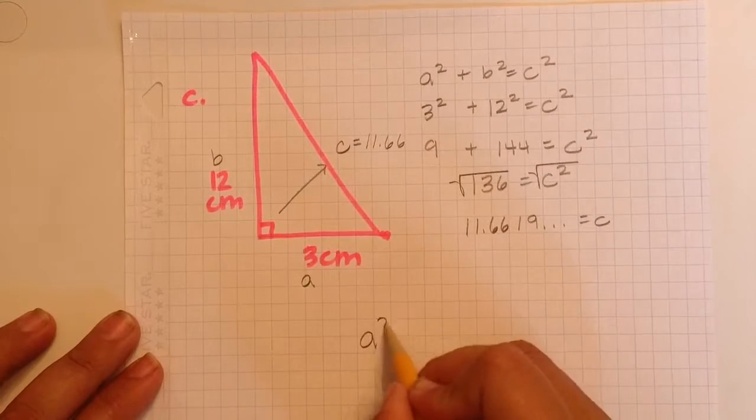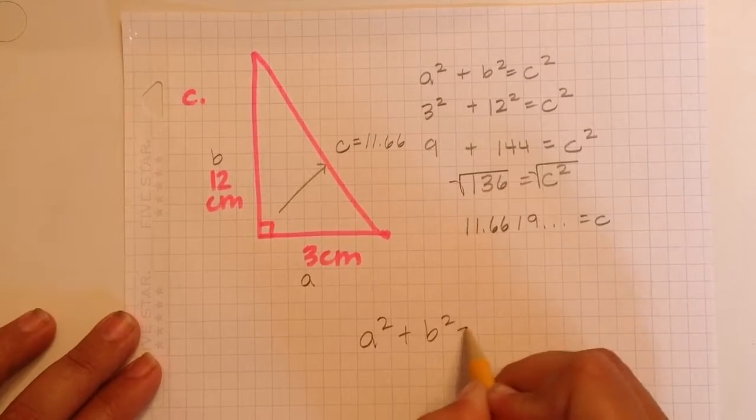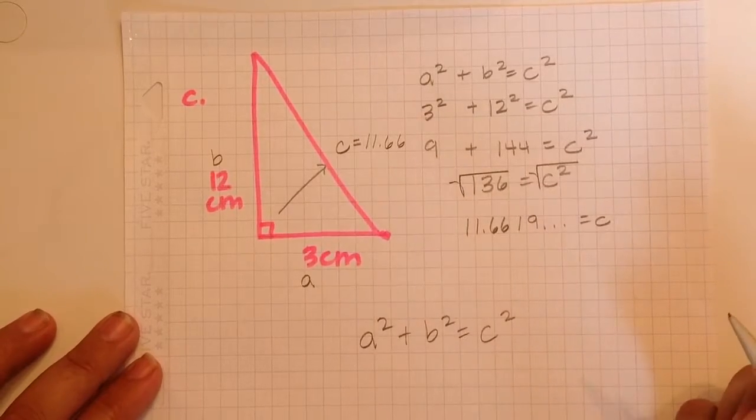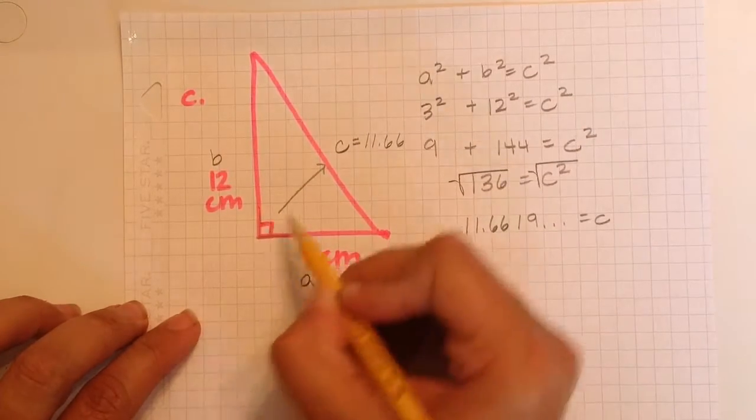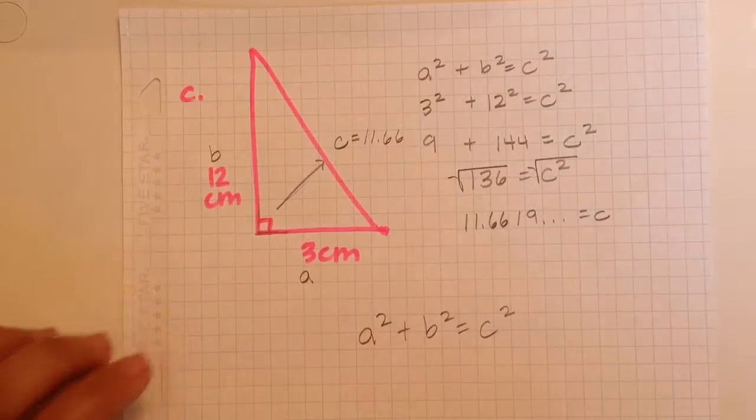Okay, what you need to remember is A squared plus B squared is equal to C squared. A and B are both the sides that touch the right angle, and C is straight across.